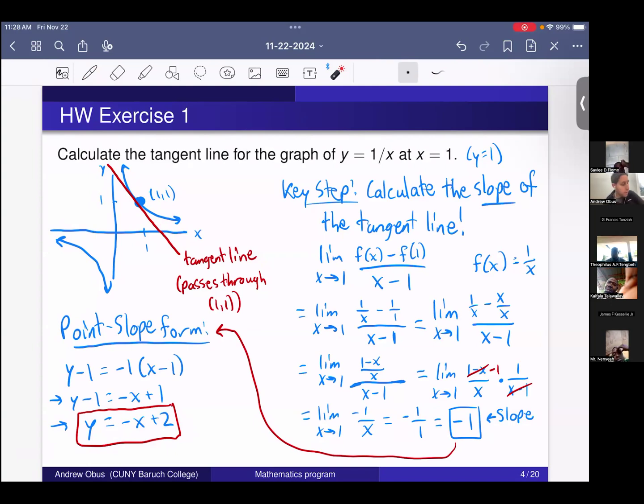Okay. So remember, two steps. First, calculate the slope of the tangent line. That's going to involve some sort of limit. And then afterward, once you have the slope, you can write down the equation in point slope form. Okay, any questions about this?